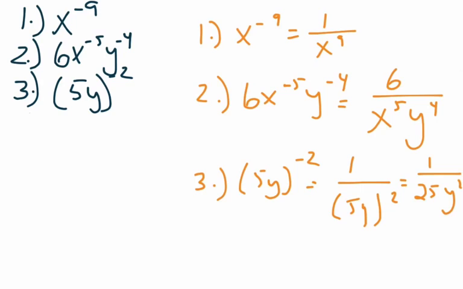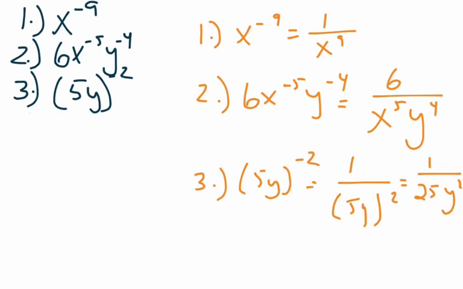So x to the negative 9th is 1 over x to the positive 9. It's really just assessing whether or not you understand that a negative exponent means a positive exponent in the denominator, or in this case, the reciprocal of whatever is there.